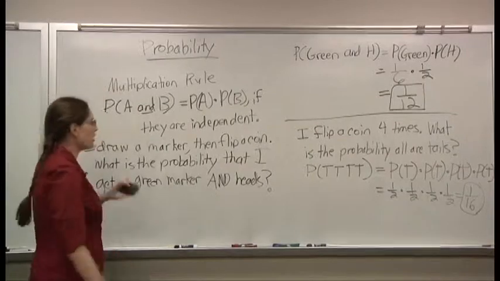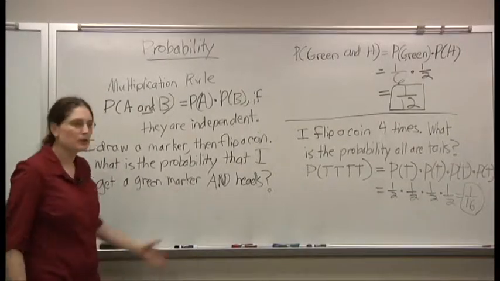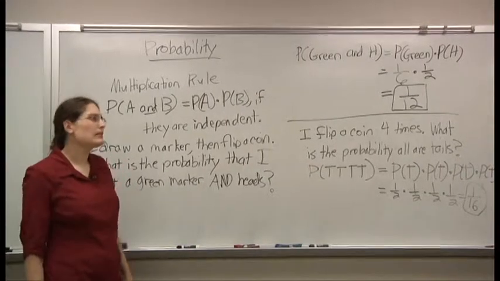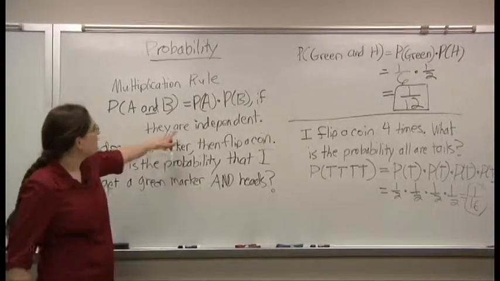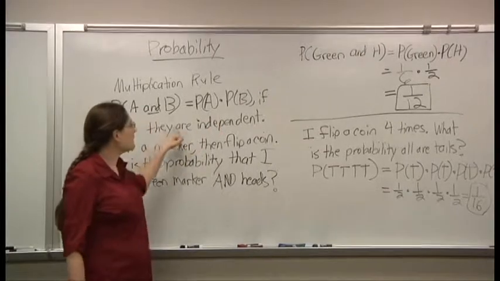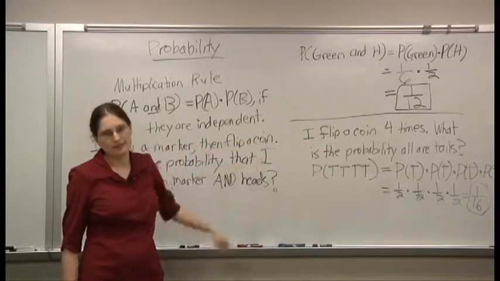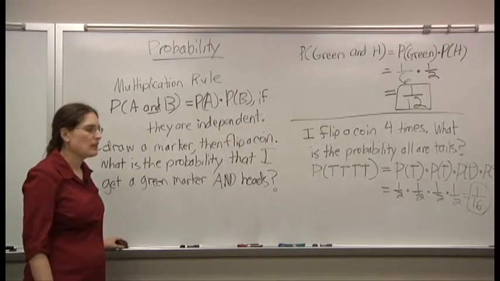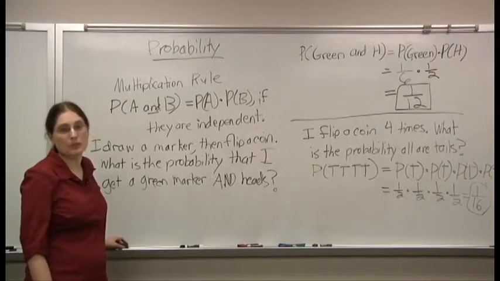Great! This multiplication rule is really easy. You just multiply the probabilities, right? Well, if they are independent. What if they're not independent? Well then, life just got more complicated.